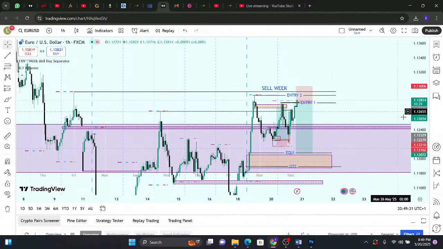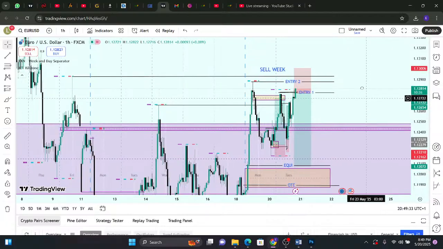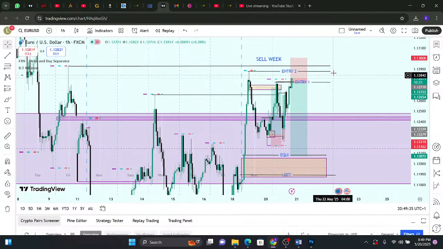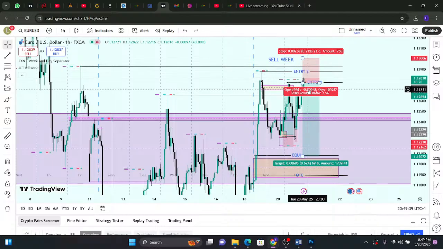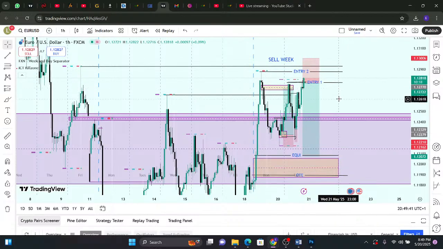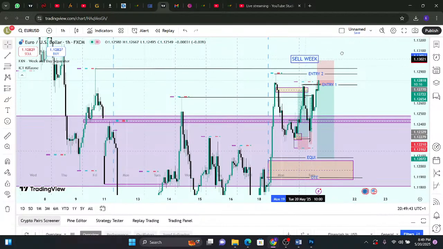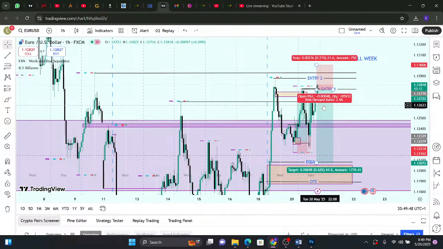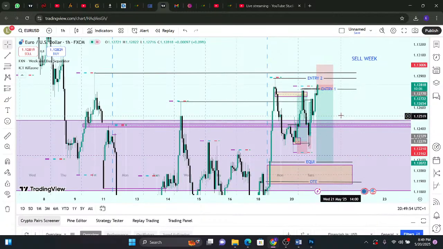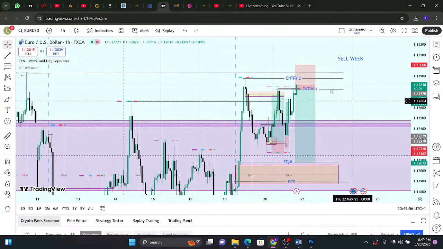If it goes in our direction, I'll update you. If it goes against us, I'll still update you guys. All right, so that's trading for you. But what keeps you profitable in the game is your proper risk management and your risk to reward ratio. Proper risk management is what keeps you in the game.